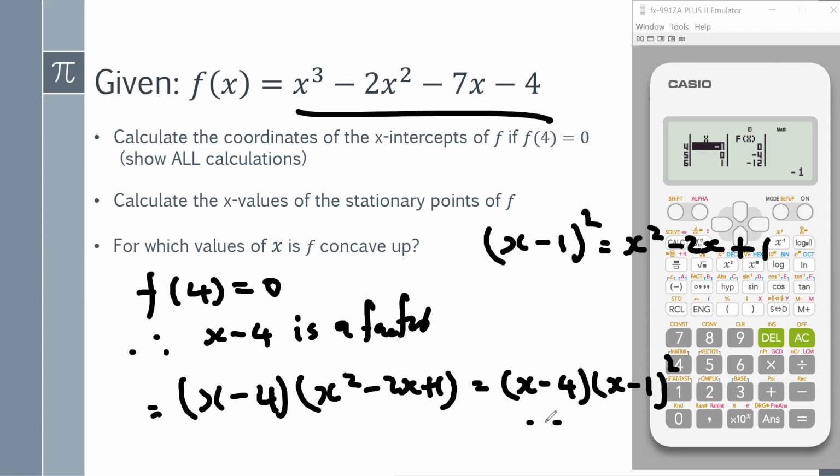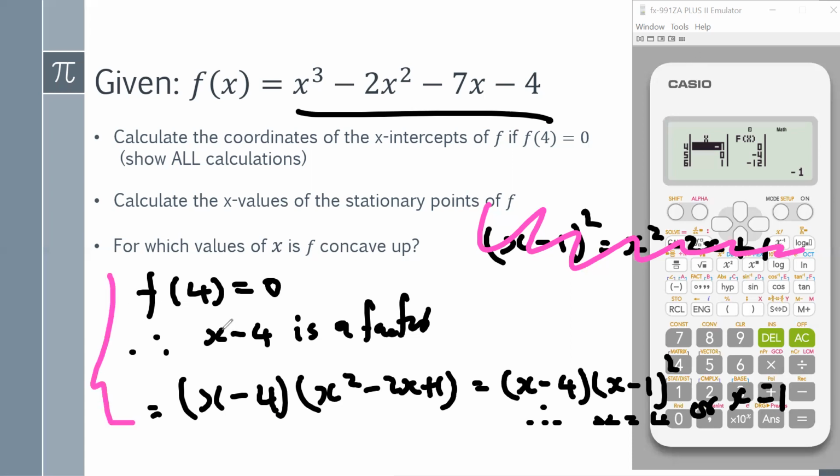And so therefore, what are your intercepts? They wanted intercepts: x equals 4 or x equals 1. So this here will be your rough work. That's what you do on your question paper. But what you write in your answer booklet is this. You want those full marks, we'll do that, and perhaps we'll give you a mark for both intercepts. All right, so that's what I would suggest. Do it this way, knowing that you've done that rough work using the calculator.